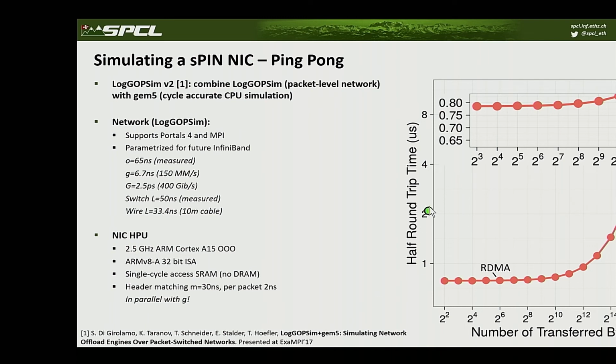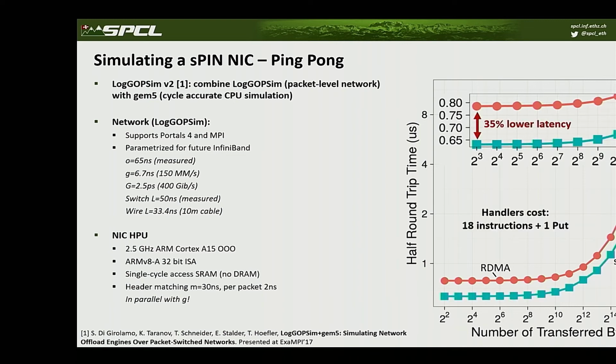If you now look at the half round trip time, so this really is latency here for RDMA, and again remember this is this optimized RDMA that I showed you, optimized for SPIN. We do get a lower latency, 35% lower latency on this setting and 32% higher bandwidth, and this is the streaming mode that I mentioned.